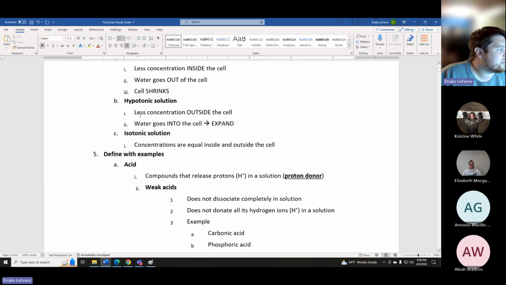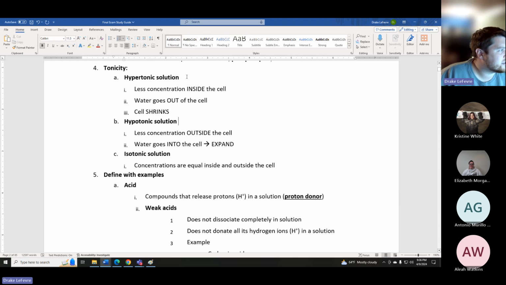So, tonicity: hypertonic, hypotonic, and isotonic solutions. What happens to the cells? I always remember hypo sounds like hippo. Hypotonic solutions, you get expansion because hippos are chunky. And if you remember one of them, you should be able to remember the other.